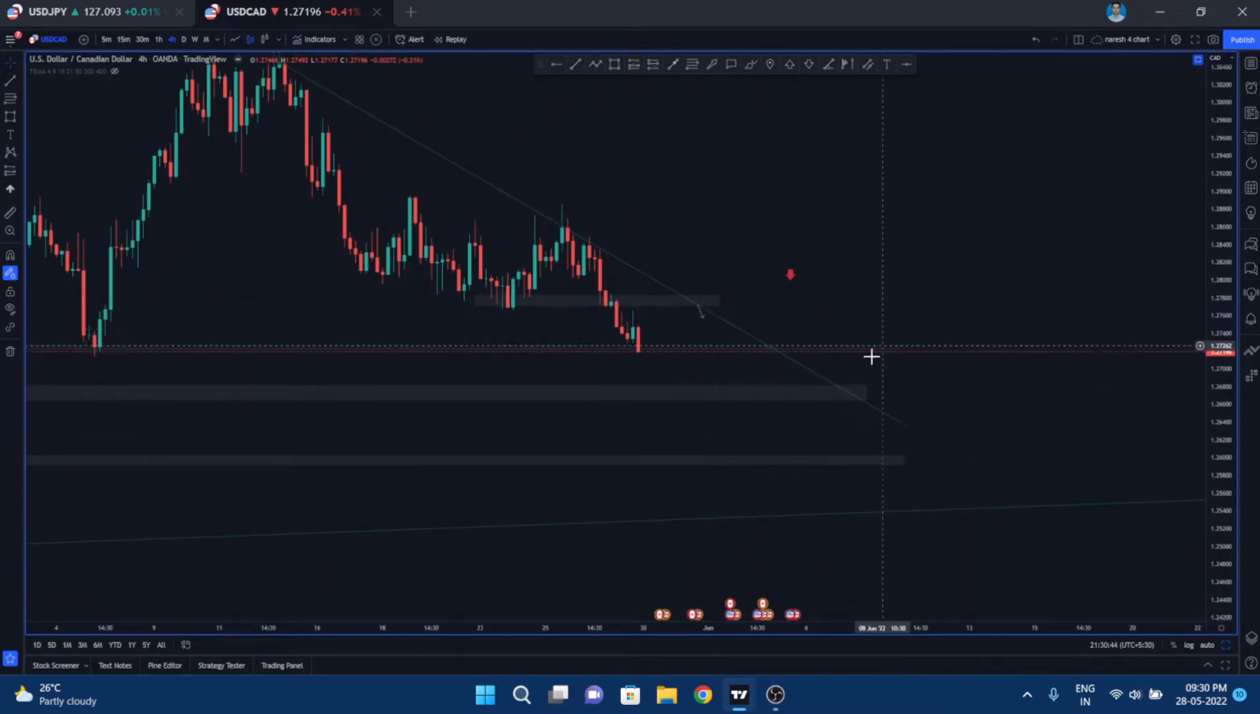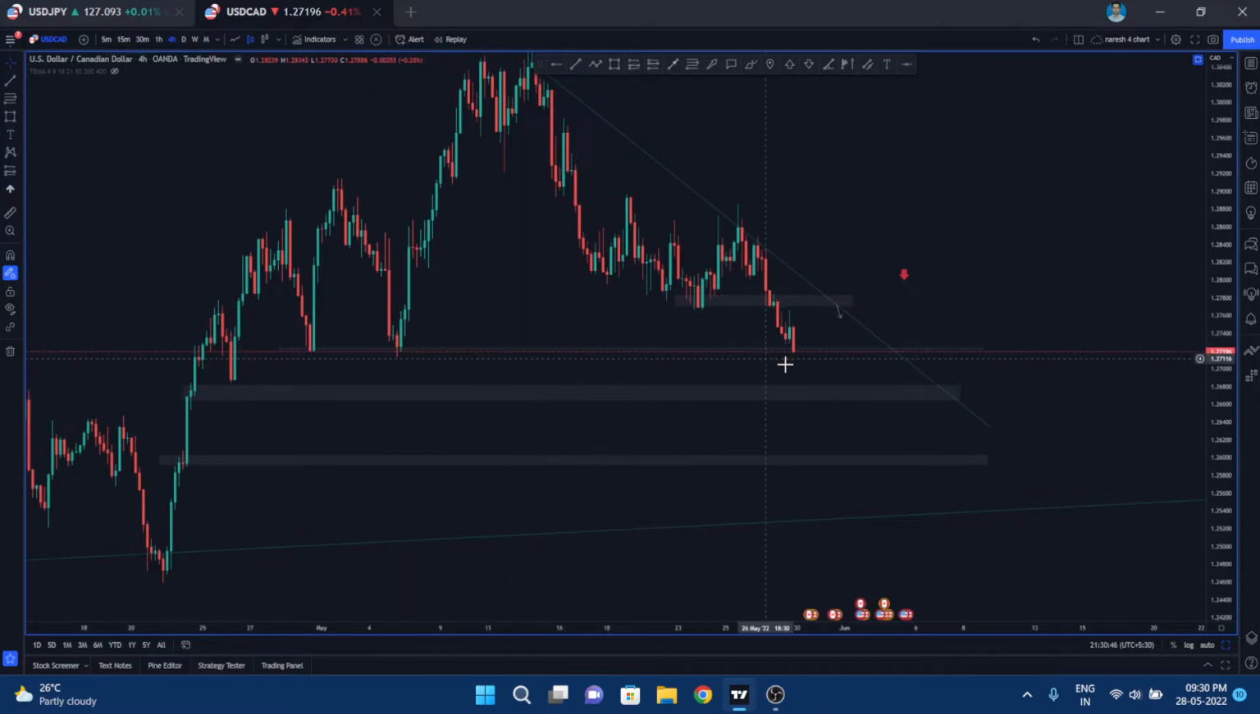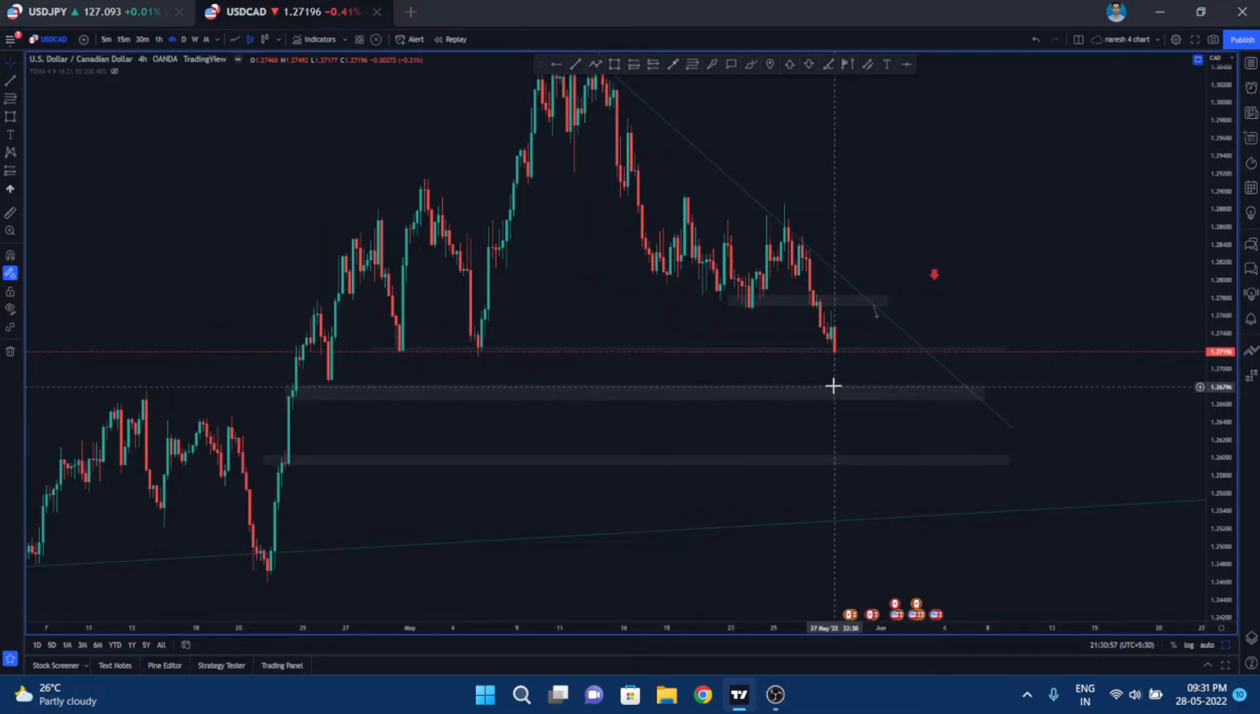So I'm bearish on USD CAD, guys. You can look for a retracement to this level, which was support before. Right now it has turned into resistance. You can look for rejection from this area and look for short entries from there.